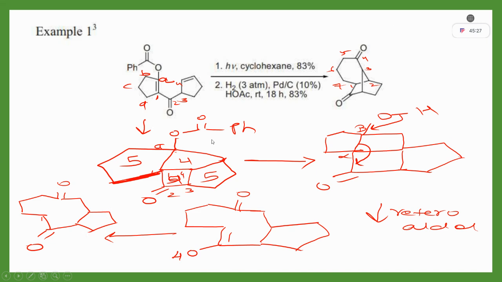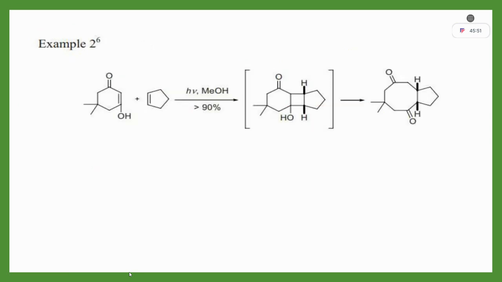So at last, let me start it from the starting. First, a 2 plus 2 cycloaddition reaction will take place. Then this OCOPh will convert into OH in this reduction condition, and after that retroaldol will take place and will result in formation of this system. This is your example number 2.